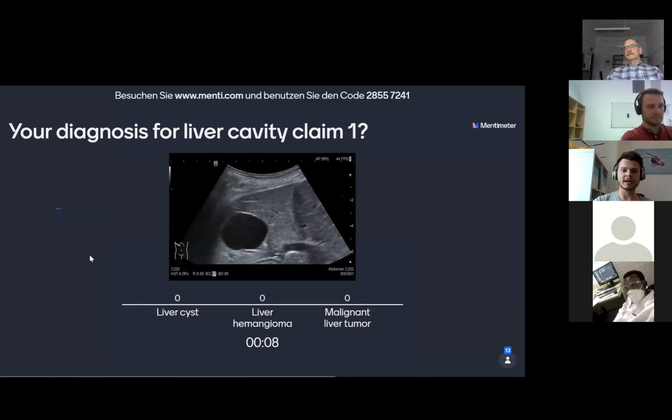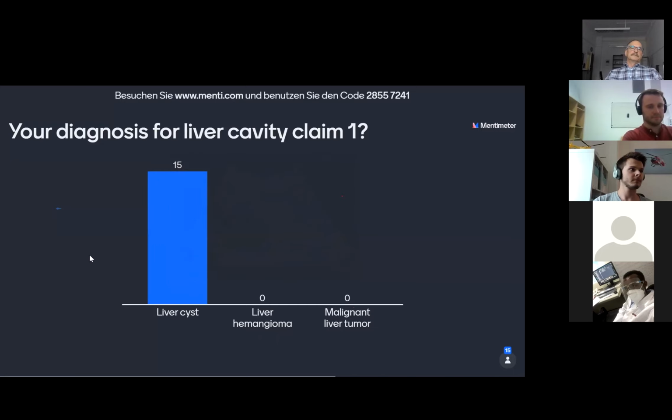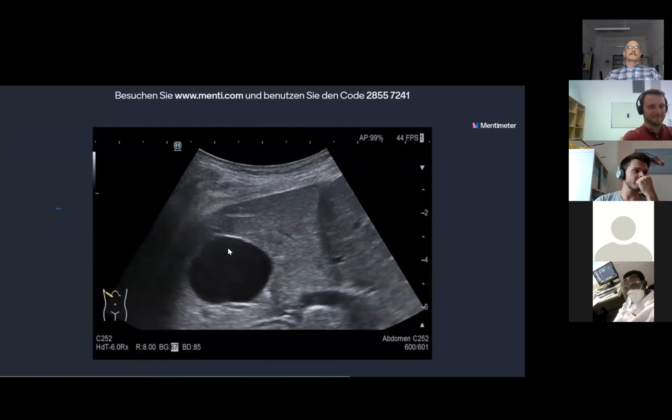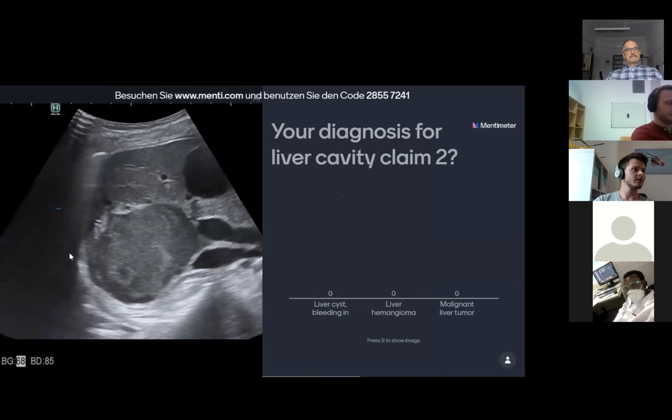So she's also 94 years old. What is your answer about it? Yeah, perfect. Everyone is right. You can see it also here. So you have an echo-free lesion in the liver here. It's very round, with hyperechogenic posterior enhancement behind the cyst here. And so this is only a hepatic cyst. Perfect. So we're going on.